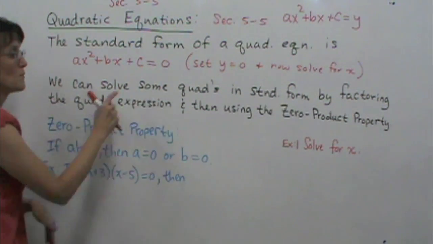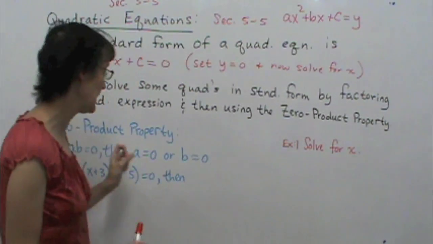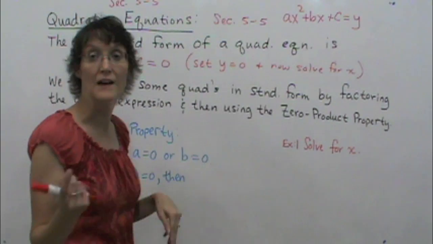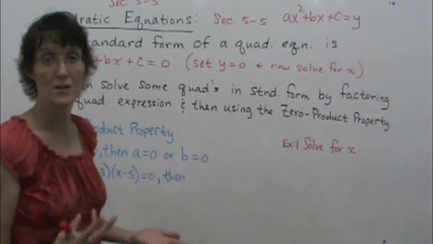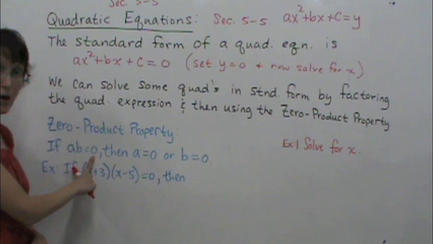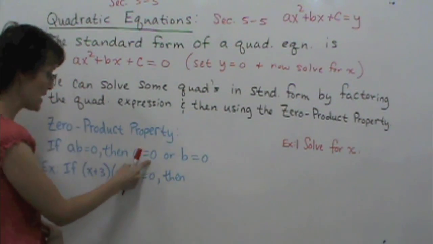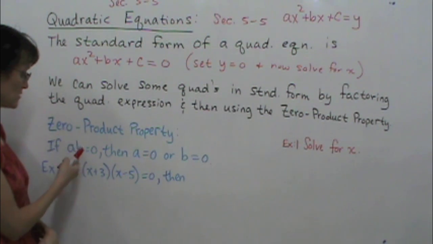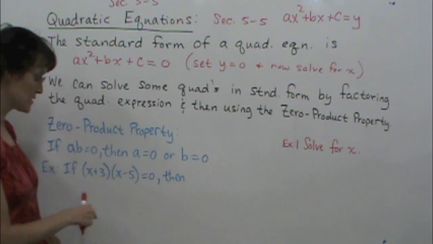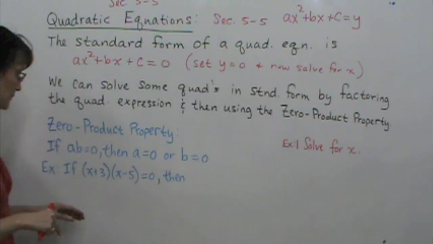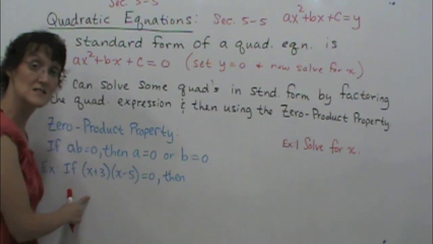So we can solve some quadratics in standard form by factoring the quadratic expression and then using the zero product property. Now you've already done this. I don't know if you've done the terminology, but there's the vocabulary. The zero product property, the definition is: if A times B is equal to 0, then that means I can set A equal to 0 or B must be equal to 0. If A is equal to 0, then that's 0 times B, which is 0. Or if I set B equal to 0, that's A times 0 is equal to 0. So that's why that would work there. So that's why we do this next step here.